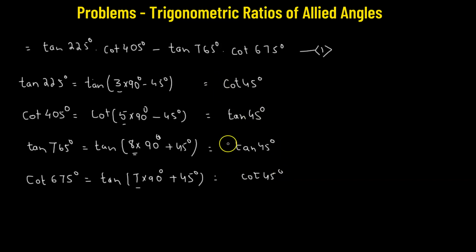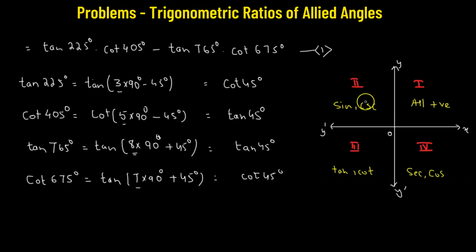Now let's talk about the sign for each of the cases. So here we have a coordinate system divided into 4 quadrants. In the first quadrant, all trig functions are positive. In the second quadrant, sine and cosecant are positive. In the third quadrant, tangent and cotangent are positive. And in the fourth quadrant, cosine and secant are positive.